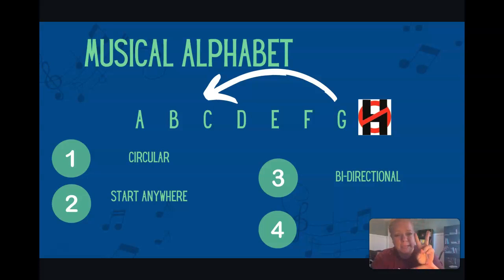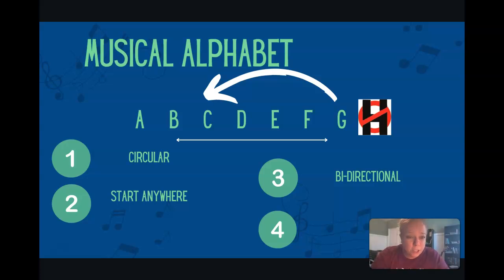Now, bi means two, like a bicycle has two wheels. Directions in the musical alphabet: we've been using the musical alphabet in the forwards direction. If I go A, B, C, D, E, F, G, A, it is no more correct than if I were to go G, F, E, D, C, B, A, G. Now, this makes some kids crazy, and I don't know why. It's pretty easy. It's just how the musical alphabet gets used, all right?